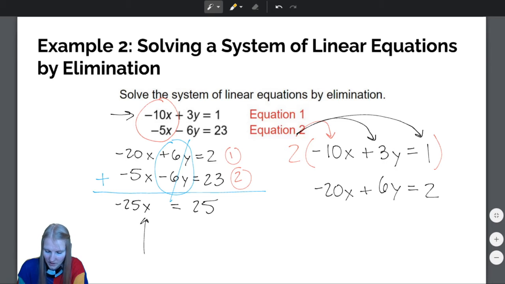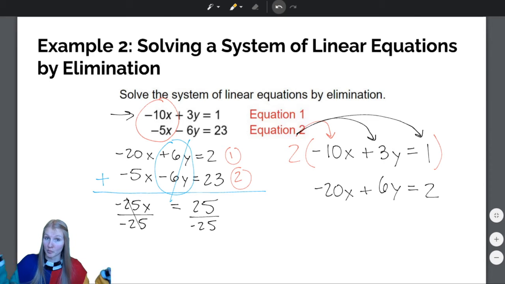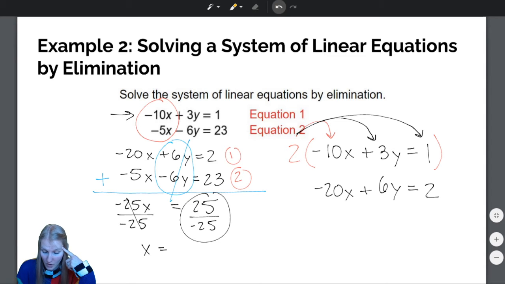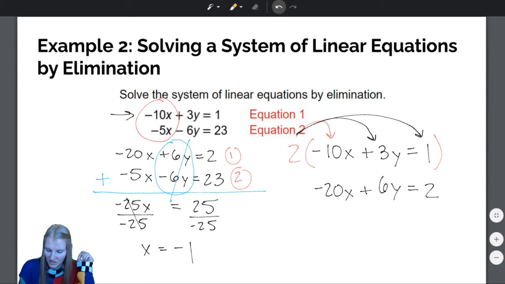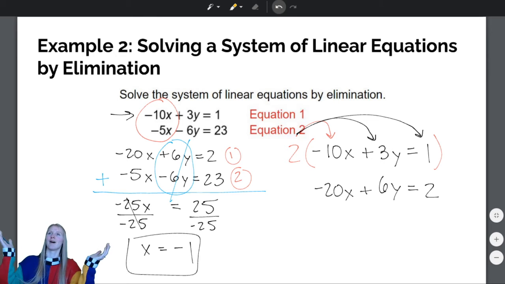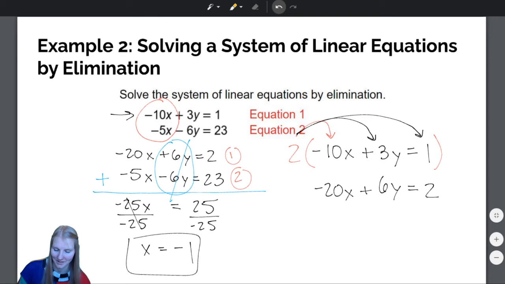If I want to get x by itself, I need to divide by -25 on both sides. Have to do it to both sides. Then I get x equals 25 divided by -25. Oh, that's -1, because it's the same number on the top and the bottom of the fraction. One of them is negative. So there we go. X equals -1.